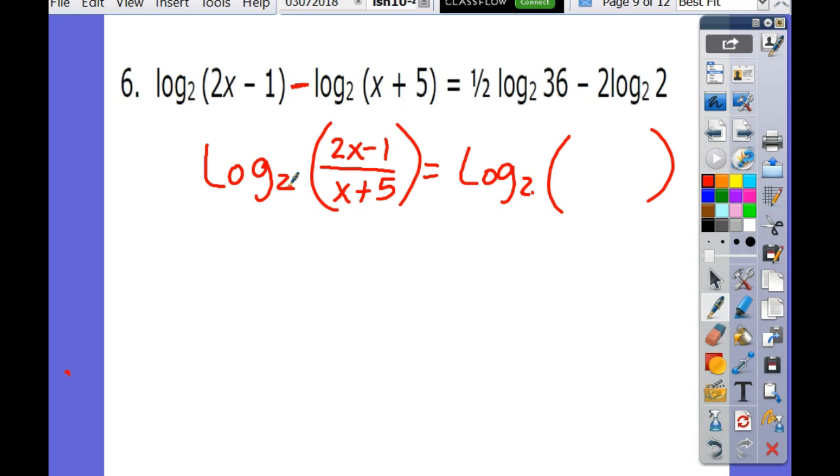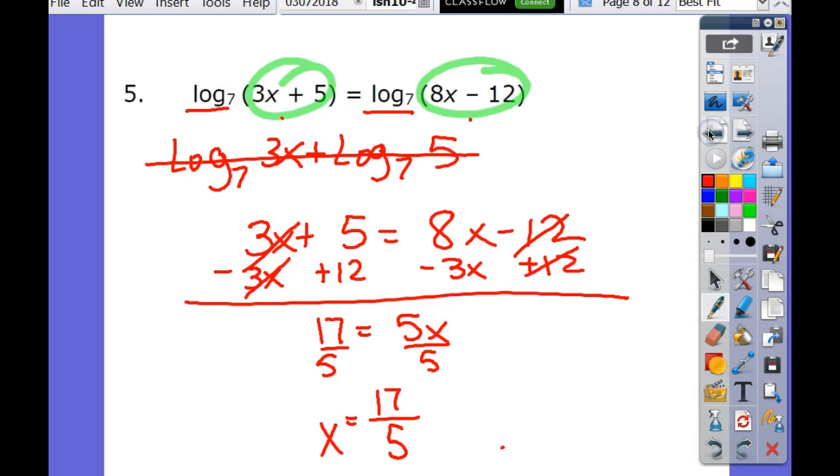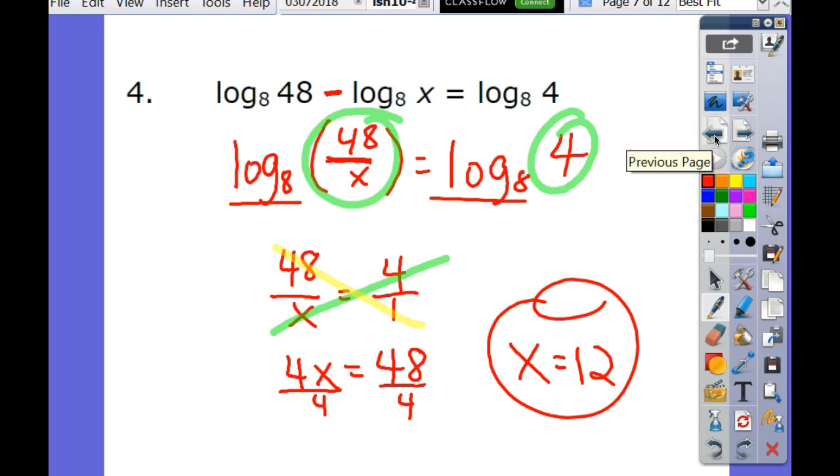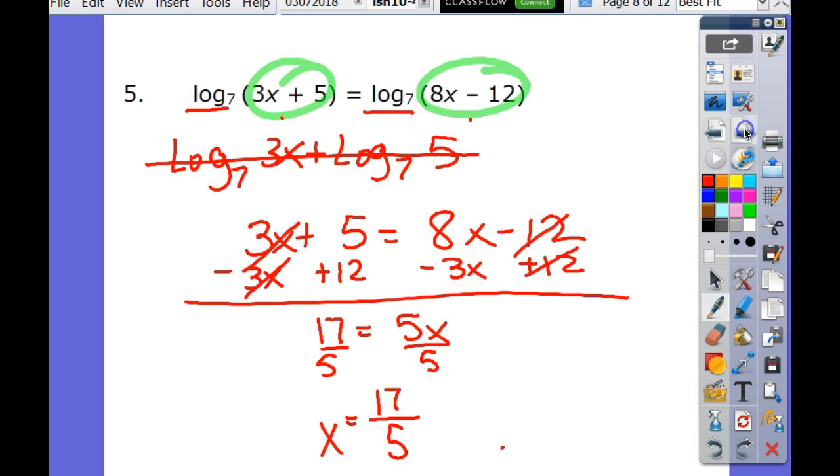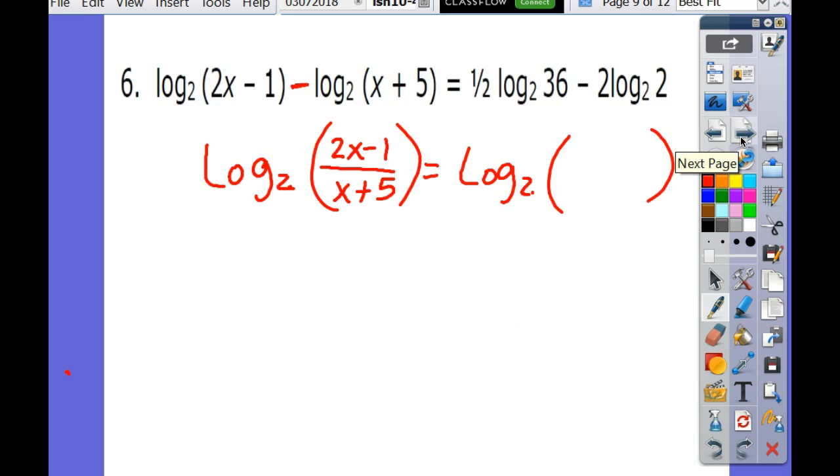Come back tomorrow and, oh, never mind. That's what we did over here, I believe. This question is, what if you have 2 logs on one side and 1 log on the other? You still condense it on this side. Tomorrow, we're going to talk about what if we just have 1 log, and then the other side is a number. But let's get back to this problem.